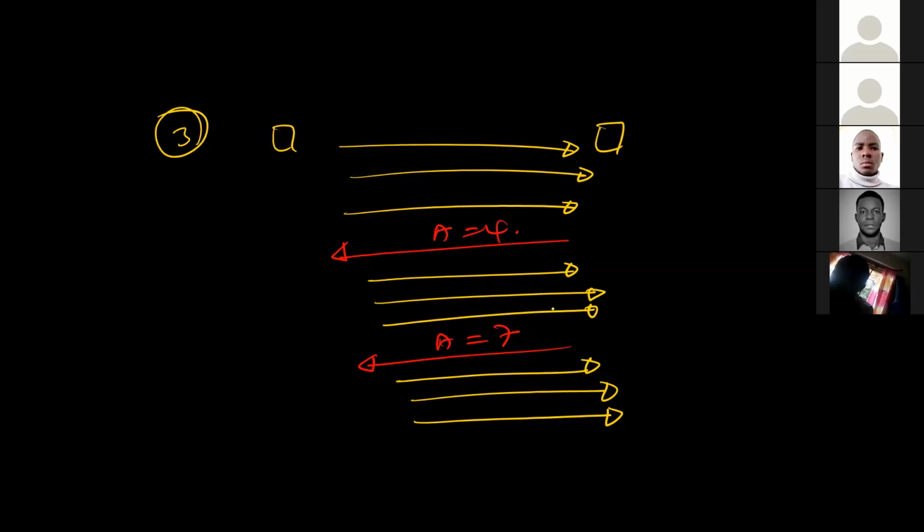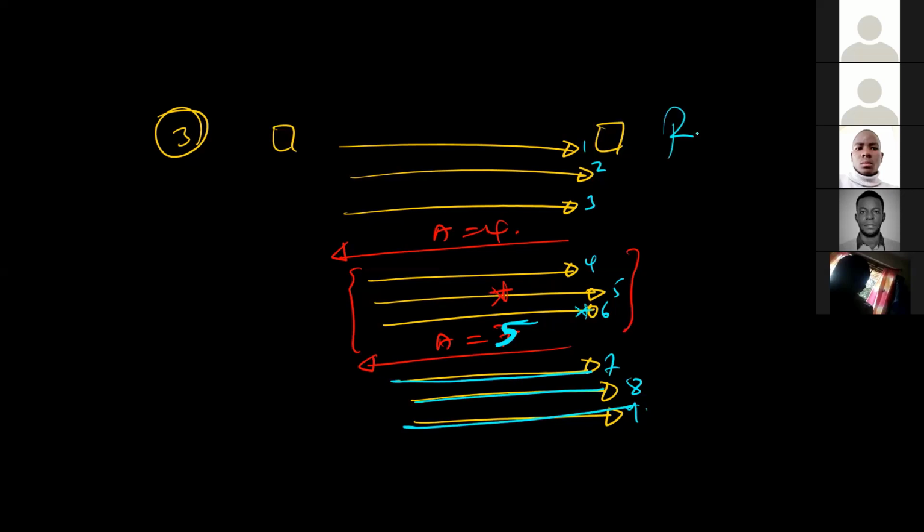Now, what happens with 1, 2, 3, 4, 5, 6, 7, 8, 9, if in the process of sending this, 5 did not go? This acknowledgement would be, please send me 5. Even if 6 came, this one will now send 5, 6, 7. That's why we say it is reliable.